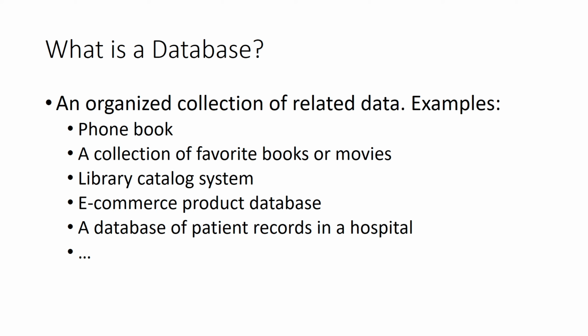The concept here is that you have related data classes. So a phone book may have full names and also phone numbers. A collection of favorite books may have authors and book titles. A library catalog system would also have books and their authors, right? A product database would have a product, who purchased it, when, and what username probably they're logged in as if you're buying online, right? A database of patient records may have a patient name, surname, history of illnesses, and so on and so forth.